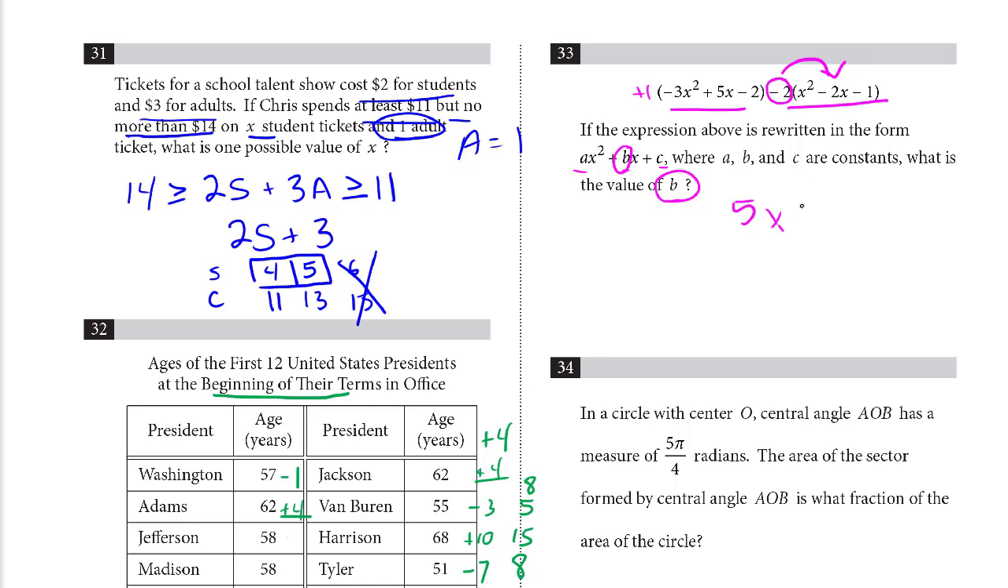So that's going to be plus 4x. The double negatives cancel and become positive. So the answer is 9x for the x term, which means b, the coefficient of x, equals 9.